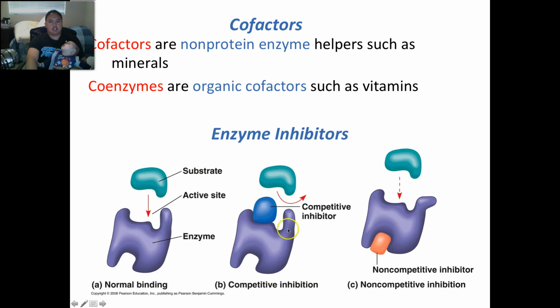So for example, this is a normal binding. Oh, so those are cofactors. So cofactors are things that help enzymes, help catalysts, but they're not the primary helpers.